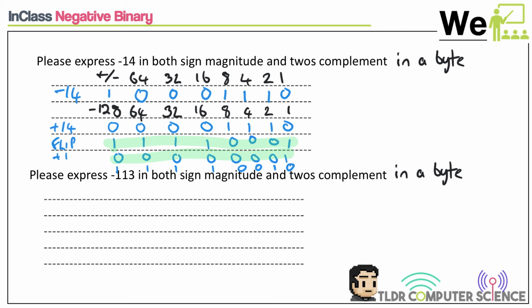That's really not ideal. So negative 128 plus 64 makes negative 64, plus 32 makes negative 32, plus 16 makes negative 16, plus 2 makes negative 14, which is the number we're trying to make.